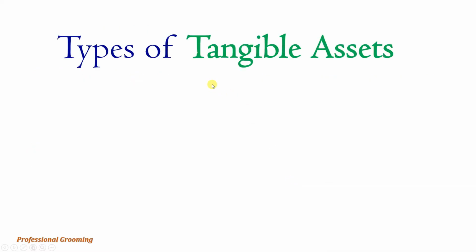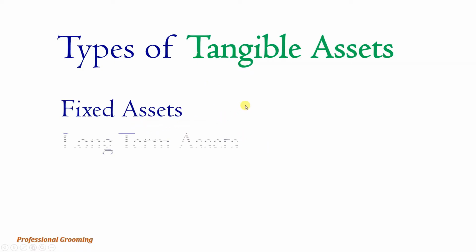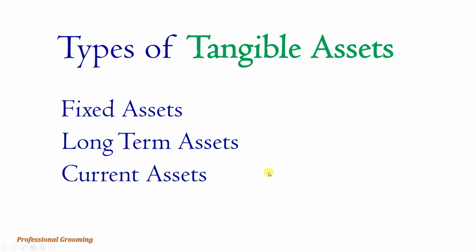Types of tangible assets. There are three types of tangible assets: fixed assets, long-term assets, and current assets. Let's discuss one by one with maximum examples so everyone can easily understand what the fixed, long-term and current assets are, so we can distinguish between them.